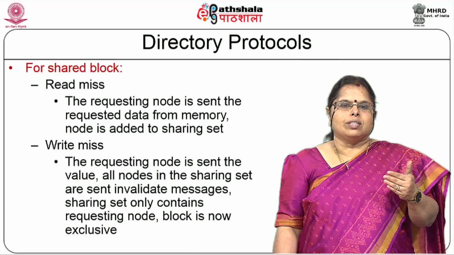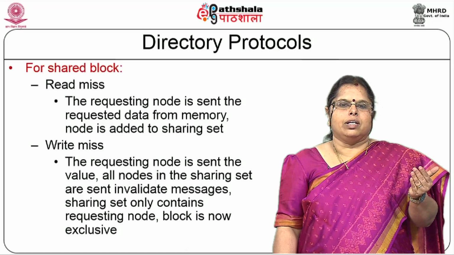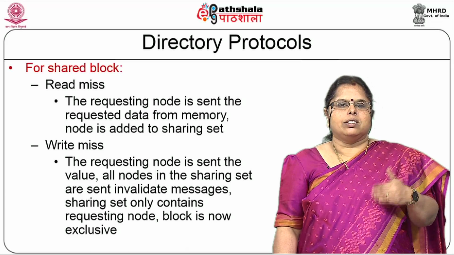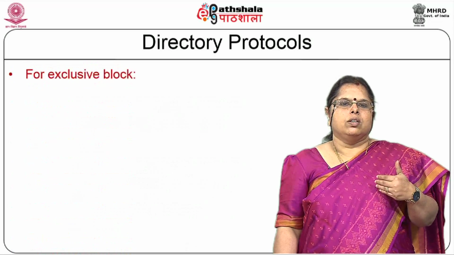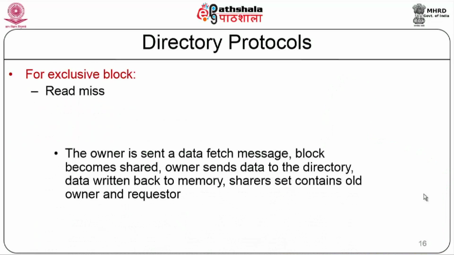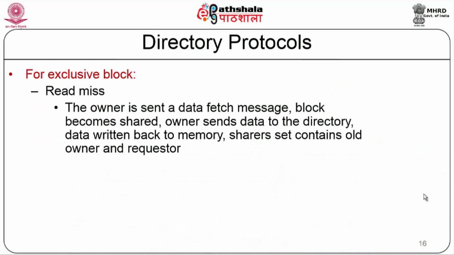So, the requesting node is sent the value, all nodes in the sharing set are sent invalidate messages, and the sharing set contains only the requesting node; the block is now exclusive. Similarly, if you are looking at a block in the exclusive state and there is a read miss for that block, the owner is sent a data fetch message, the block becomes shared, the owner sends data to the directory, data is written back to memory, and the sharer set contains the old owner and the requester, because it is only a read miss that is happening. So, you can always add this ID to the list of sharers.